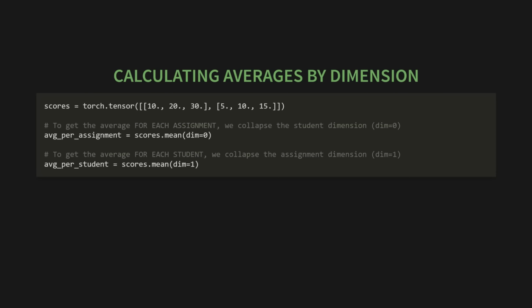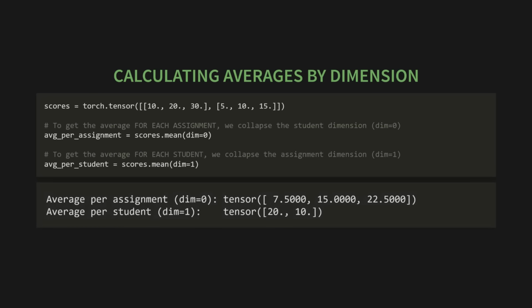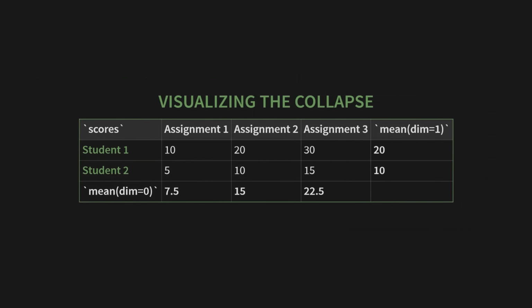We have our same scores tensor. To get the average for each assignment, we need to collapse the students, so we collapse dimension 0. We write scores.mean with dim equals 0. To get the average for each student, we collapse the assignments, so we collapse dimension 1. That's scores.mean dim equals 1. And look at the results. The average per assignment gives us 3 values, 1 for each assignment. The average per student gives us 2 values, 1 for each student.